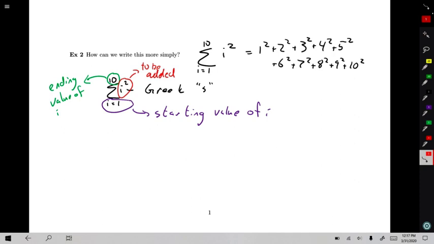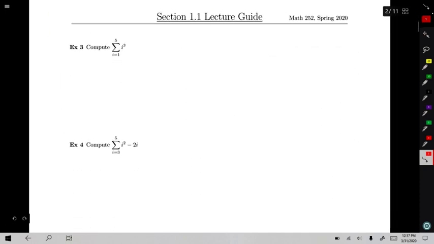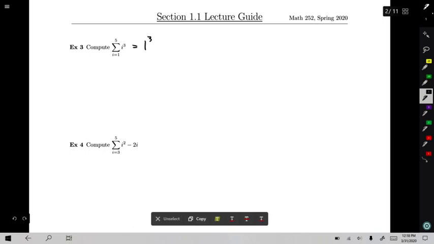So let's do a couple of examples here. All right, so example 3 is asking us to compute the sum from i equals 1 to 5 of i cubed. So again, I'll think about, okay, i equals 1 is my starting i value, so we'll go ahead and replace i by 1 here. So 1 cubed. Then I'm going to increase i by 1. So i equals 1 was my first step, so i equals 2 is my second step. So now I'll add to this 2 cubed.